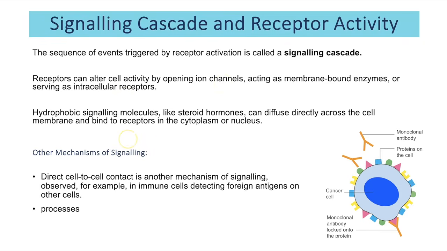Hydrophobic signalling molecules like steroid hormones can diffuse directly across the cell membrane and bind to receptors in the cytoplasm instead, or even in the nucleus. You also have other mechanisms of signalling. You could have direct cell-to-cell contact using receptors on the cell surface membrane. That's what we can see here, for example: antigens embedded on the cell surface membrane. You're going to have cell-to-cell contact through an antigen-presenting cell and maybe a T helper cell.